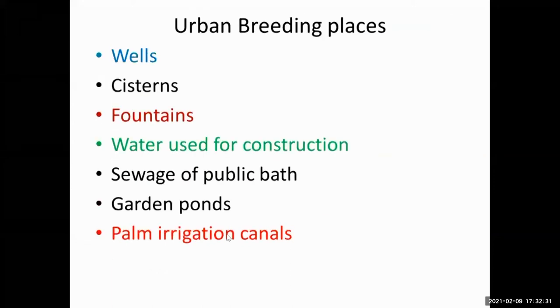Some more information that we gathered by monitoring the mosquitoes in the area using the surveillance system. We have the urban breeding places that are wells, cisterns, fountains, and water used for construction. These are in urban areas. Sewage from public baths, garden ponds, and also palm irrigation canals.